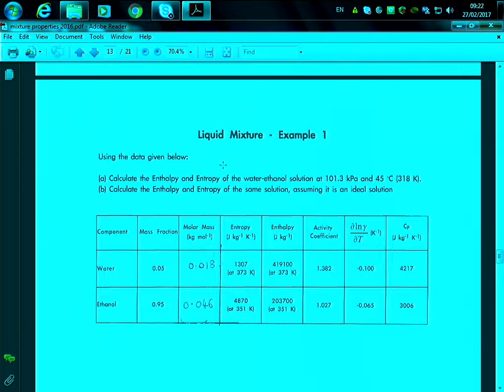I have here some handouts on mixtures, 3. Does anyone require a handout for this lecture? I only have 3.